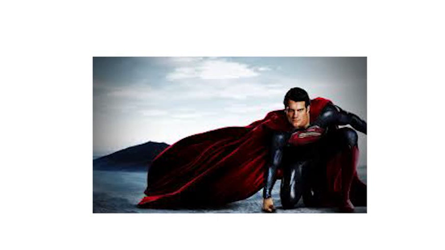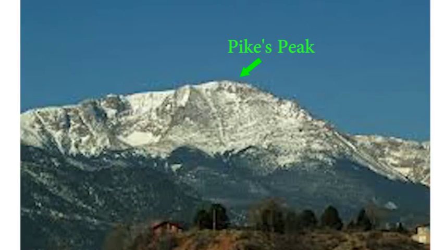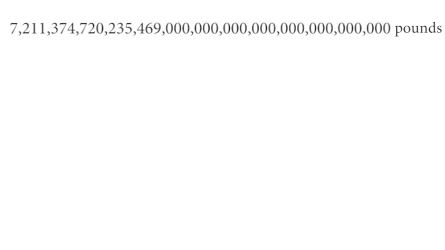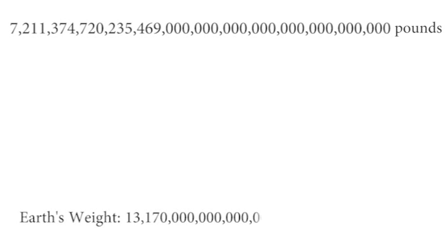The first thing that we're going to look at is his strength. Now, Supes is really strong, and I mean really strong. He was able to pull an entire planet out of orbit just by hooking himself up to Green Lantern's harness. Superman's strength peaks at, get ready for a really long number, 7 duodecillion, 211 undecillion, 374 decillion, 720 nonillion, 235 octillion, and 469 septillion pounds. Now, to put this in perspective, Earth weighs 13 septillion, 170 sextillion pounds.